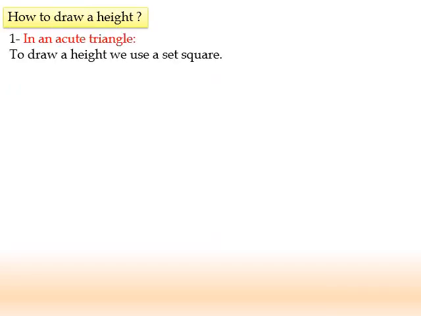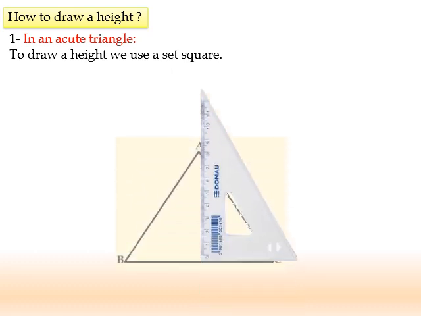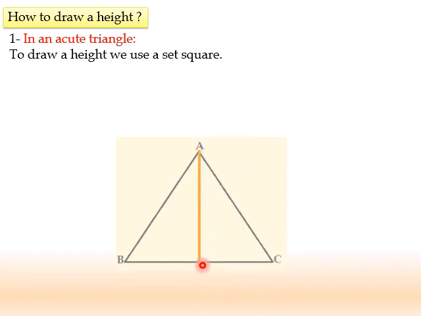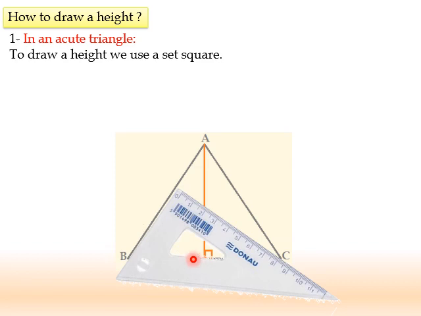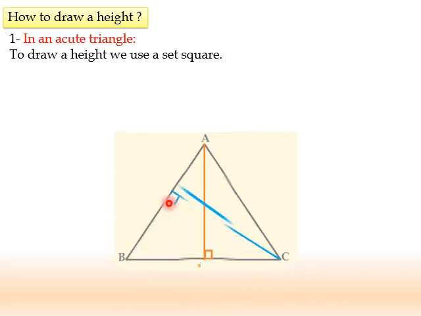Now, how to draw a height? In an acute triangle, we use our set square. Okay, we intend here to draw a height issued from A. So, from A to BC, it's the height relative to BC, so put the set square on BC and draw the height issued from A. This is the height. Now the same, the height relative to AB, so put the set square on AB and draw the second height.